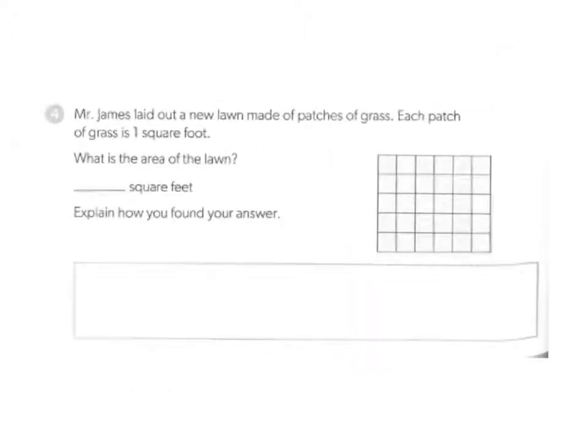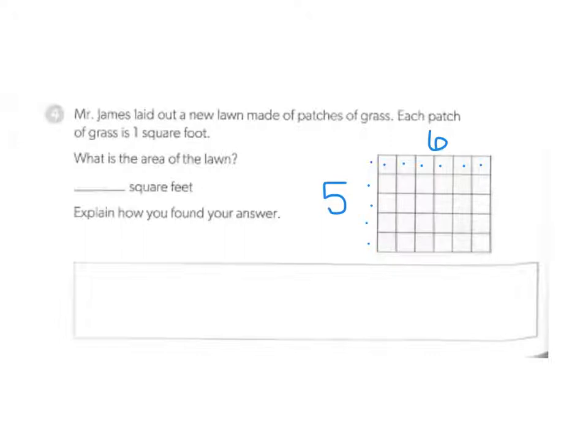Let's take a look at number 4. Mr. James laid out a new lawn made of patches of grass. Each patch of grass is 1 square foot. What is the area of the lawn? Explain how you found your answer. So remember, you can count each square, or you can count the number in each row, so 1, 2, 3, 4, 5, 6, and then count the number of rows, 1, 2, 3, 4, 5, and then you can multiply.